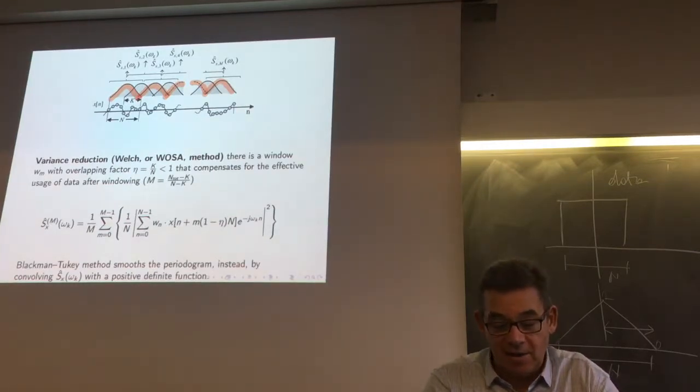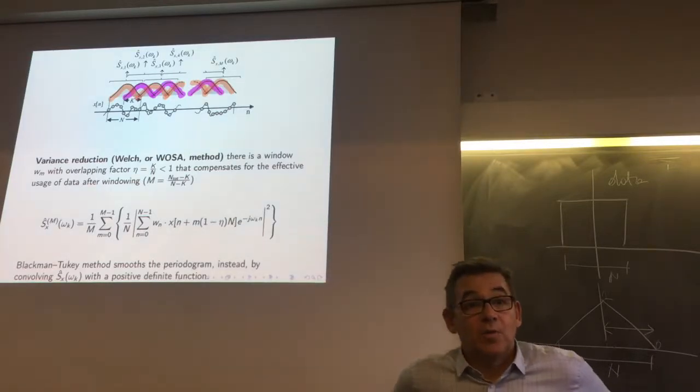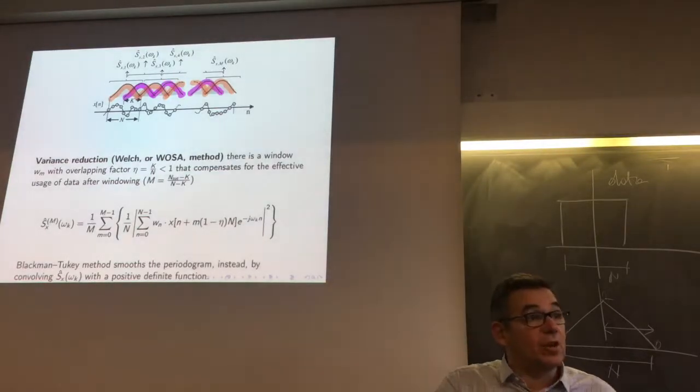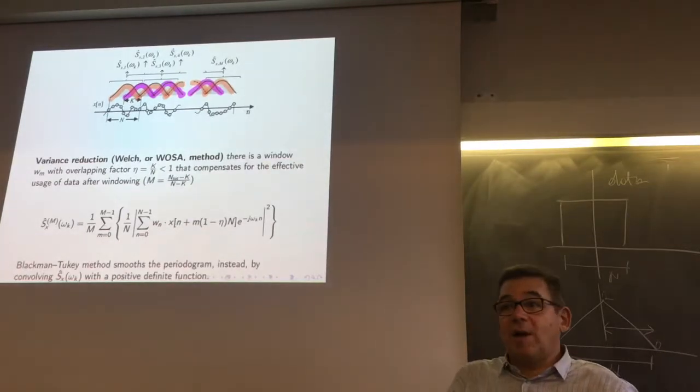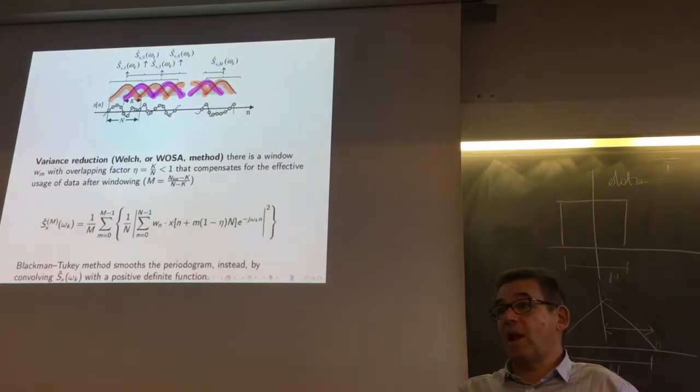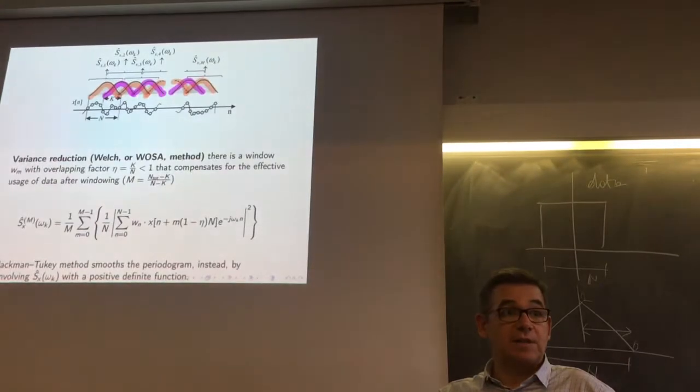I make a second set of windows, which overlaps with the first one. So the collection of all the windows contains an overlapping factor. What is the overlapping factor? The overlapping factor is how much they overlap with respect to the total window size.